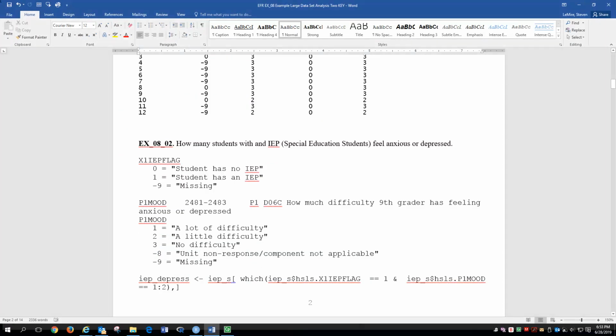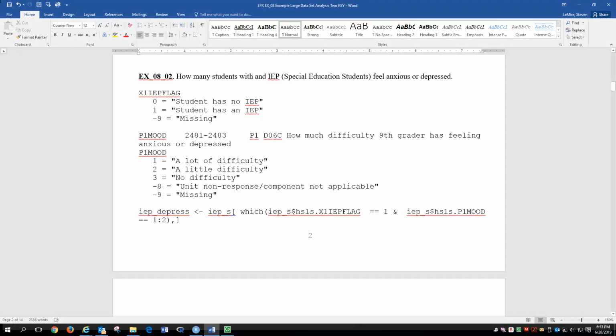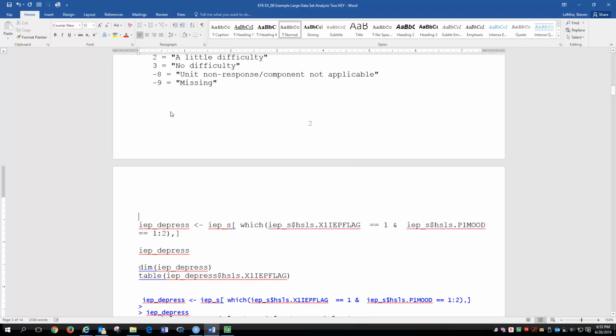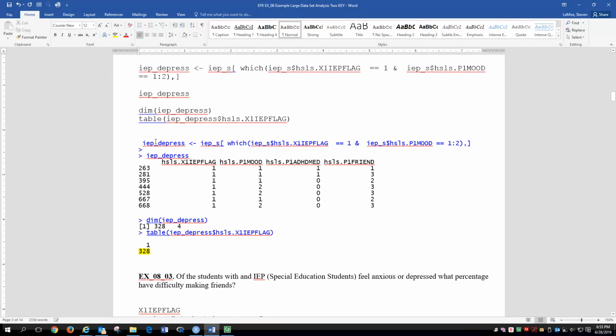For number 2, how many students with IEP, special education students, feel anxious or depressed? So here are the variables we're going to have there. To feel anxious or depressed, I've got a lot of difficulty or a little difficulty, or no difficulty. So here's our anxious or depressed elements, and our IEP would be 1. So we see that in there. And when we look at our code, we'll look at right here.